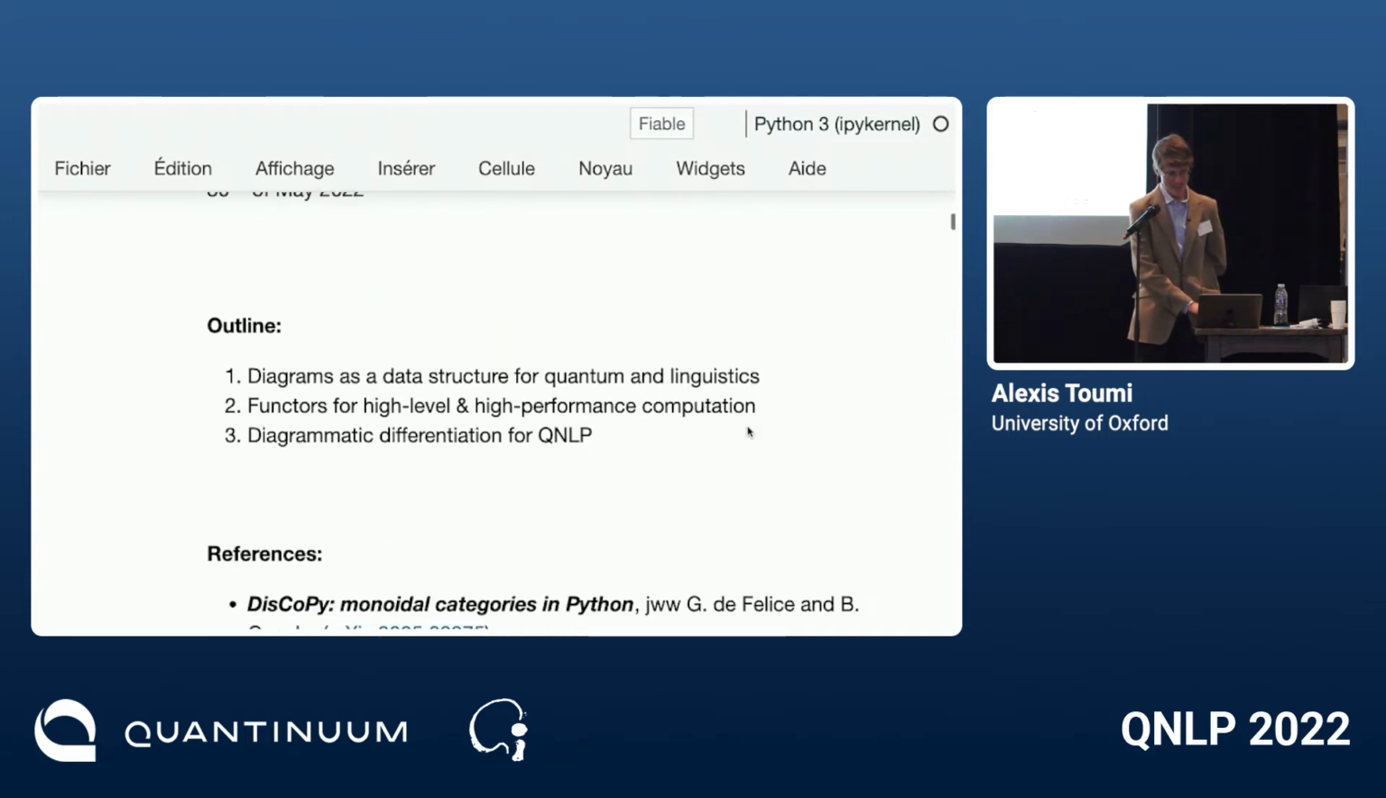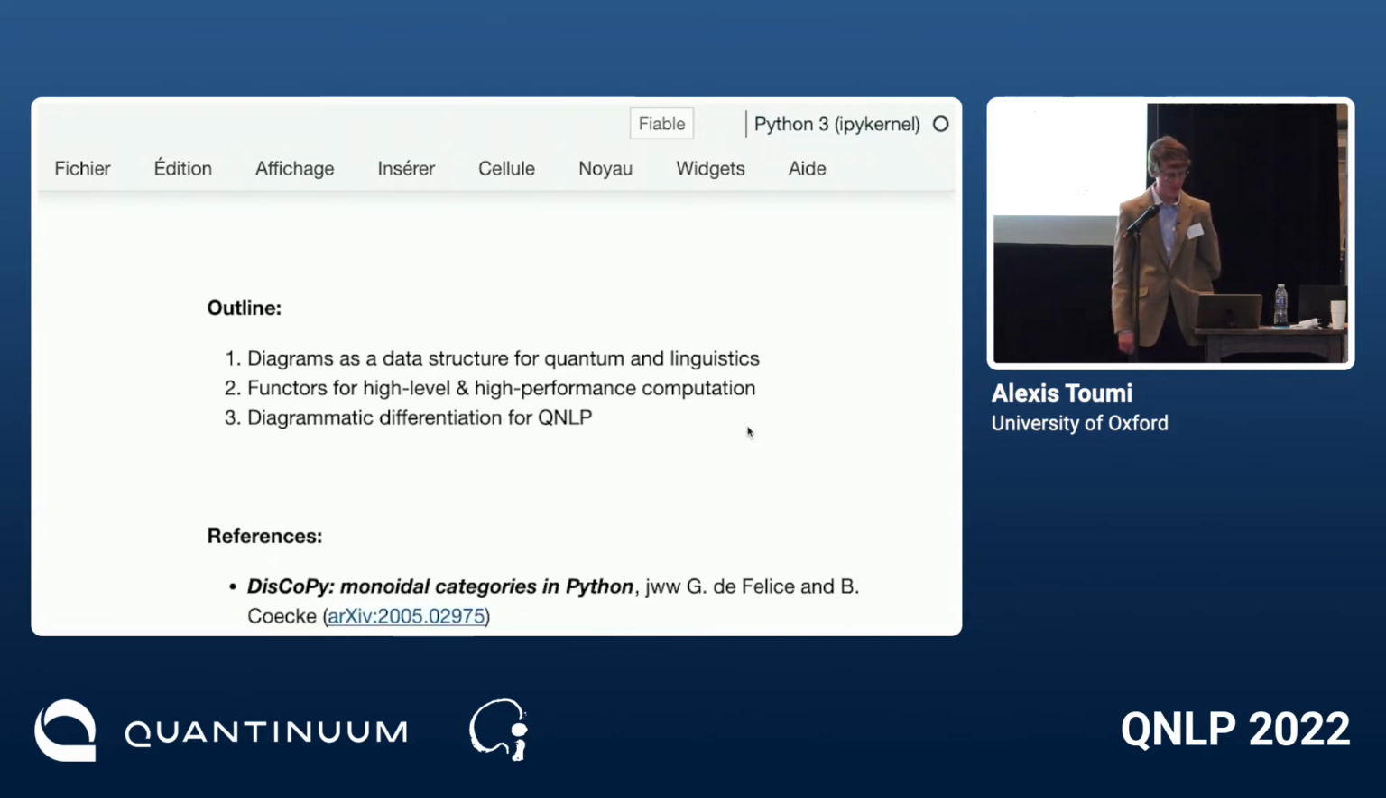So let's have a brief outline for this talk. First, I'll talk about diagrams. Diagrams as a data structure for quantum and for linguistics. And then functors as a way to do high-level and high-performance computing. And finally, a few words on diagrammatic differentiation and its application to QNLP.